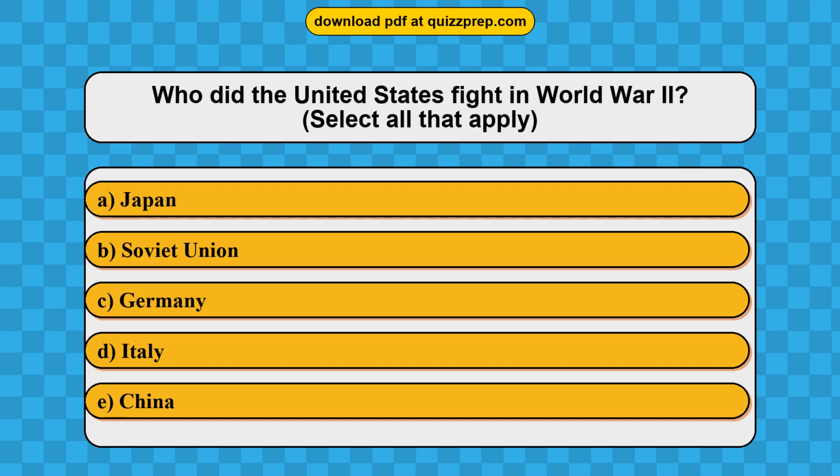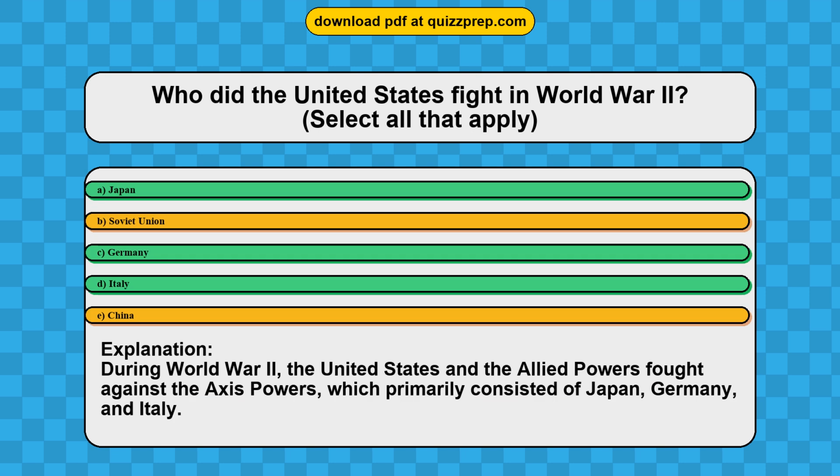Question 86. Who did the United States fight in World War II? Option A. Japan. Option B. Soviet Union. Option C. Germany. Option D. Italy. Option E. China. The correct answers are options A and C and D. Japan, Germany, Italy. During World War II, the United States and the Allied powers fought against the Axis powers, which primarily consisted of Japan, Germany, and Italy.